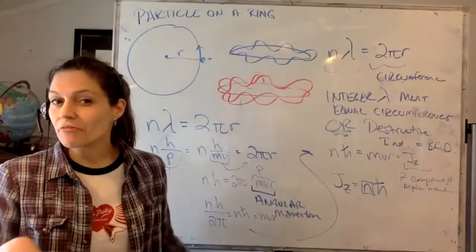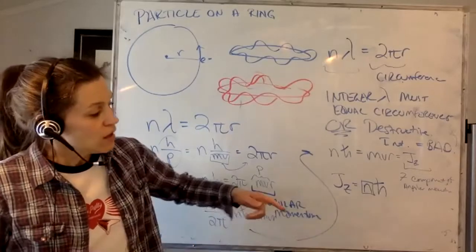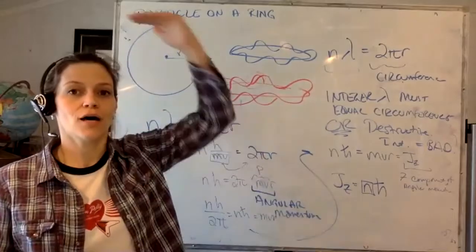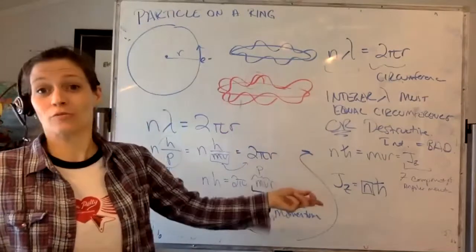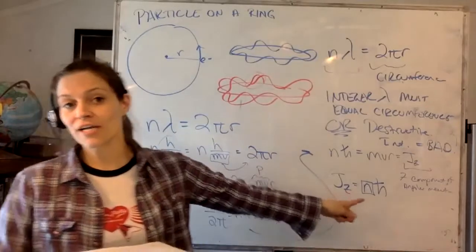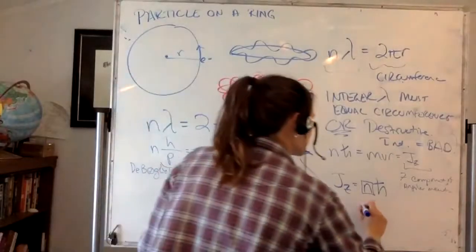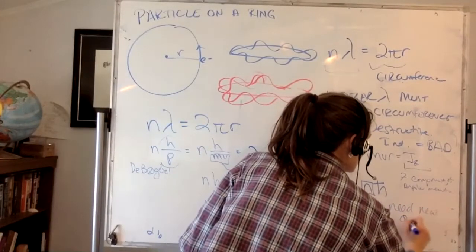Problem though, even though our angular momentum is quantized, tip of the hat to the Bohr model, we've already used n for the energy state of our particle in a box. So this is angular momentum, and this is an energy state. We need a different quantum number to define how this quantization occurs. And this is where we're going to introduce a new quantum number.